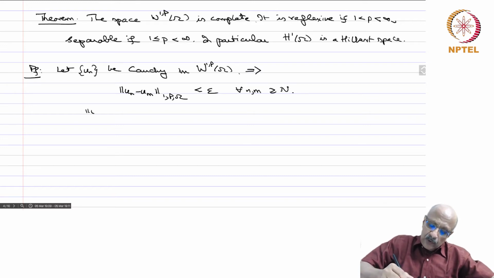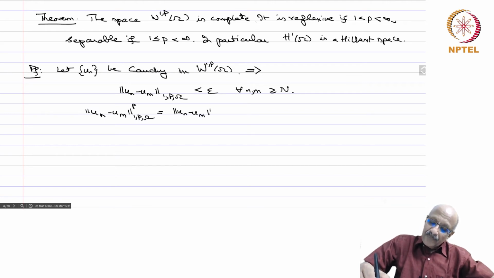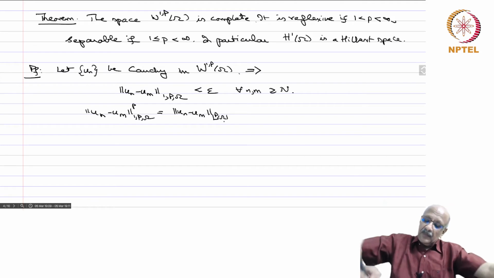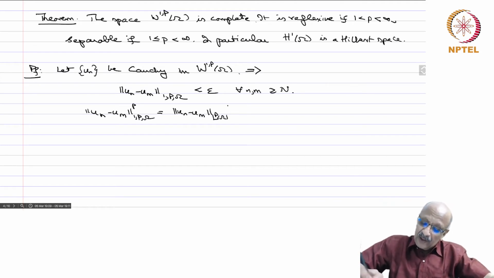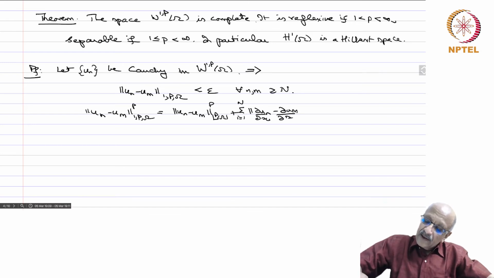So the norm of un minus um in W1p of omega to the power p is equal to the norm of un minus um in Lp of omega, I am still using some notation till we get somewhere. After some time I will stop. Okay, to the power p plus the norm, sum over i equals 1 to n, of dun by dxi minus dum by dxi in Lp to the power p, and that is going to be less than epsilon for all n, m.